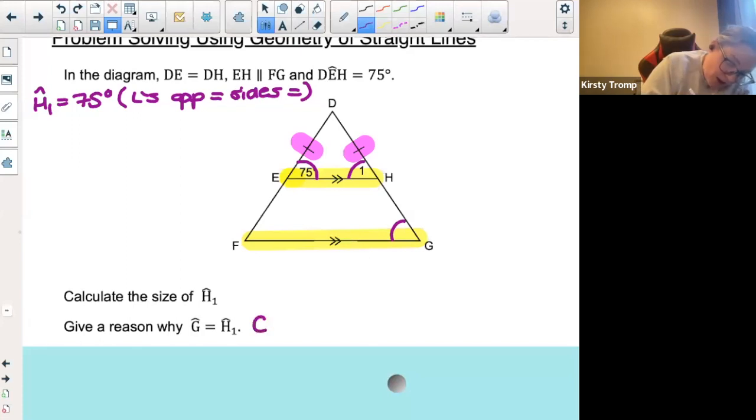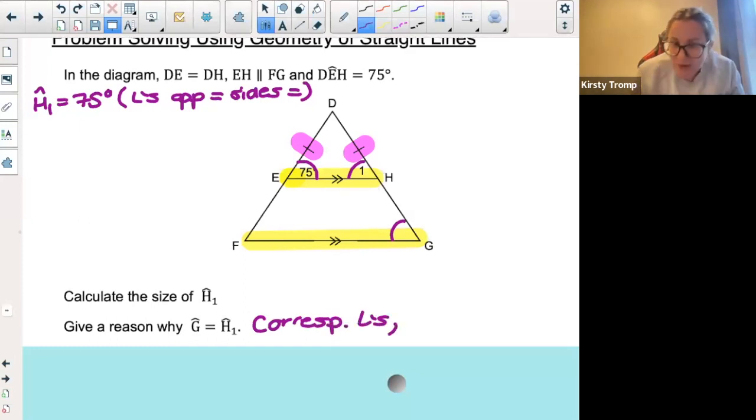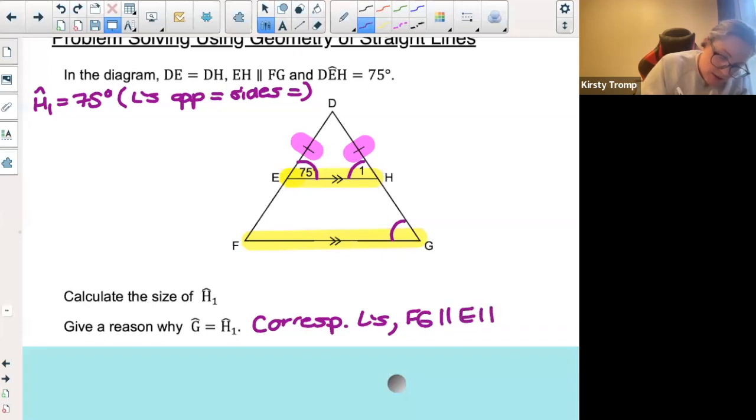Well, the reason why is because of corresponding angles, comma, because what's going to happen when you tell your subsister the reason? She's going to say, why again? Whenever you've got corresponding, co-interior, alternate, think to yourself, why? So corresponding angles, FG is parallel to EH. If you don't put those parallel lines in, you're not going to get the marks. So make sure you've got the full reason in there.